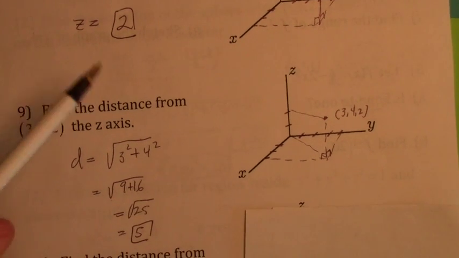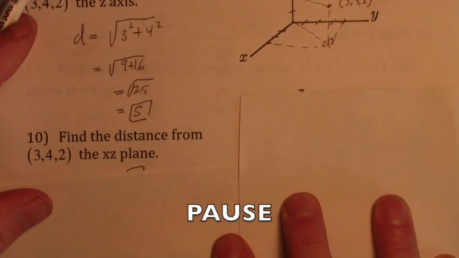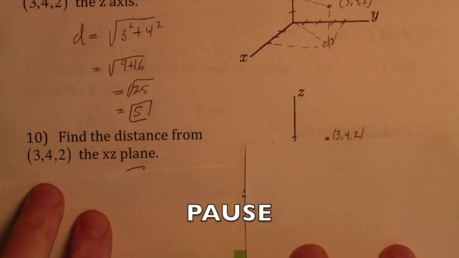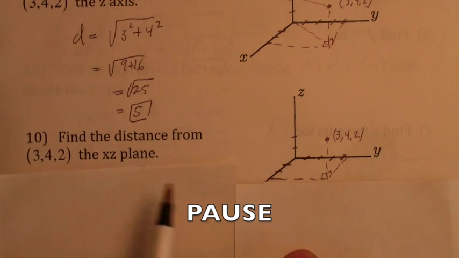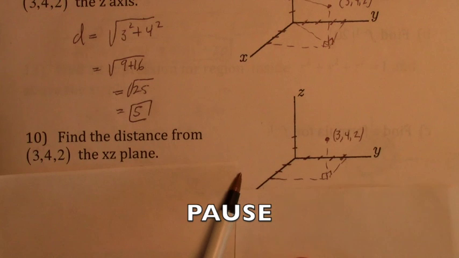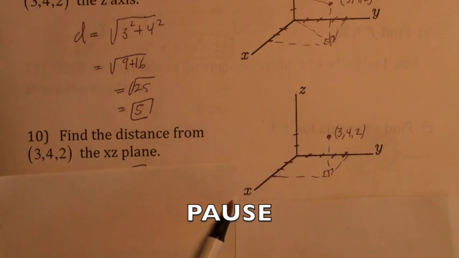Nice. Try this one. What's the distance from this point, 3, 4, 2, to the yz plane? I should say xz plane. Find the distance from this point, 3, 4, 2, to the xz plane. This is the xz plane right here, isn't it? What do you get there?